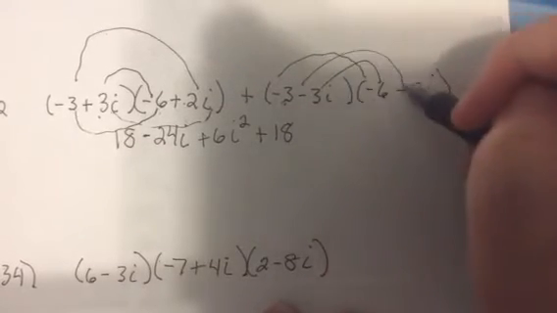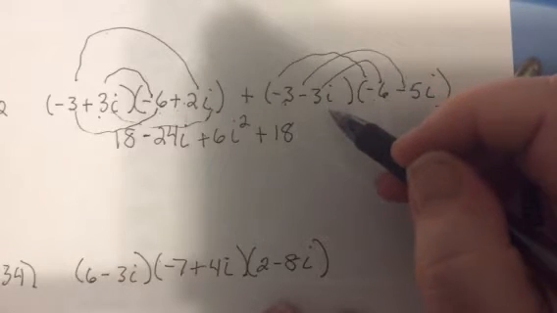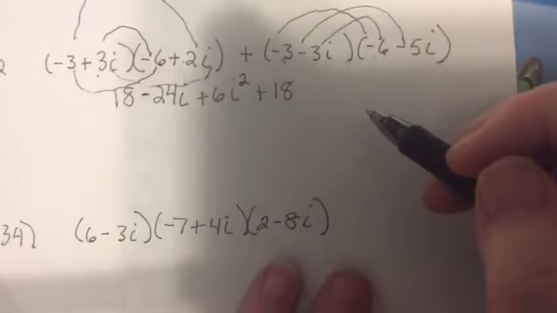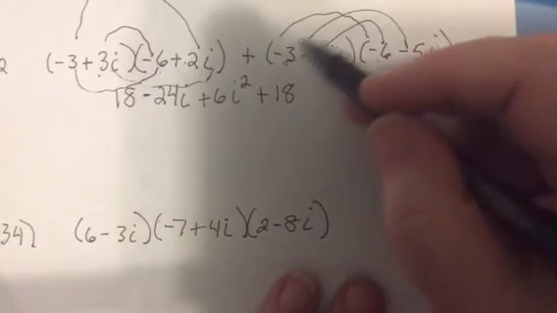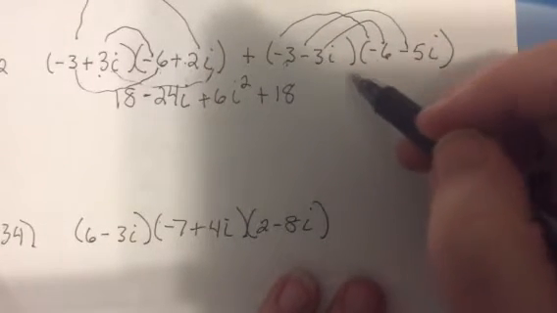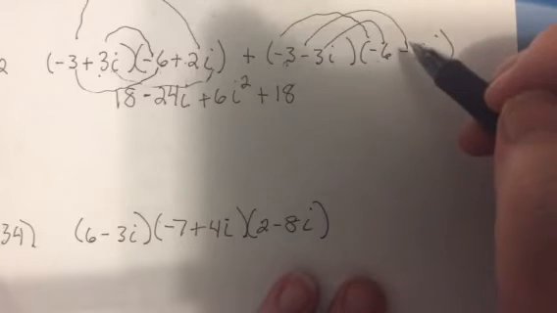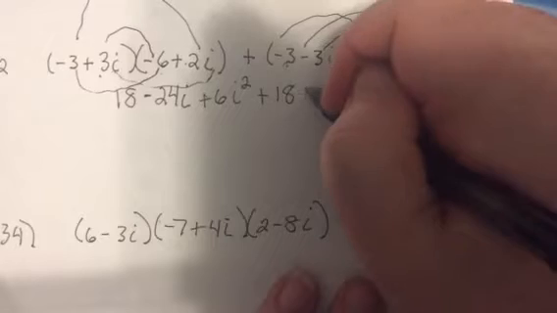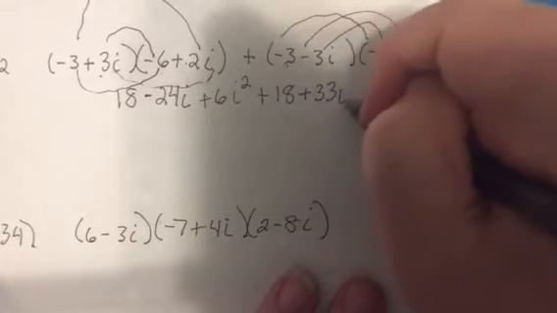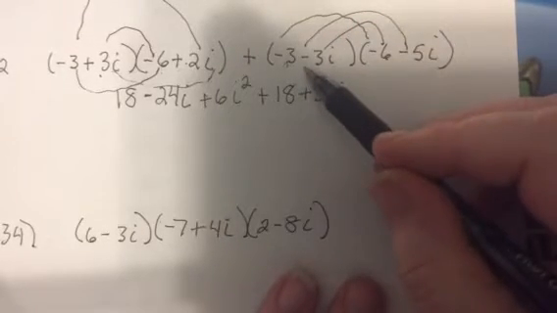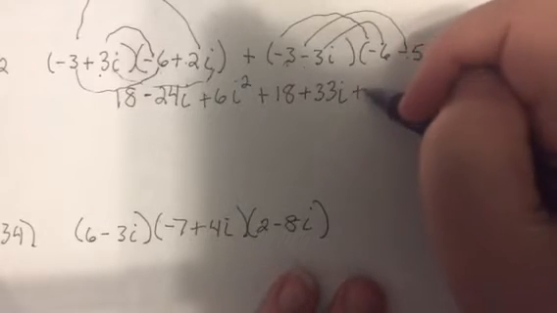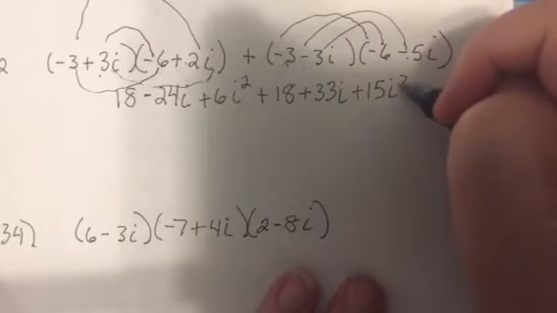Inner and outer. So it'd be -8. No, I've kind of lost my train of thought here. It's 18. 18i plus 15i is 33i. And -3i times -5i would be 15i squared.